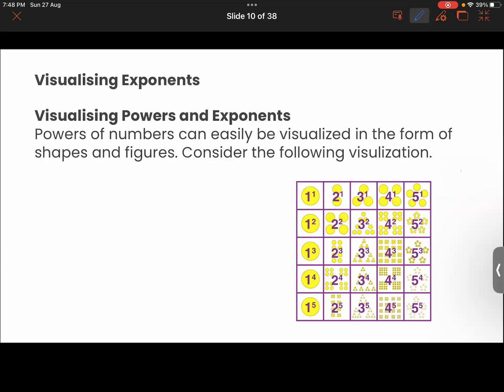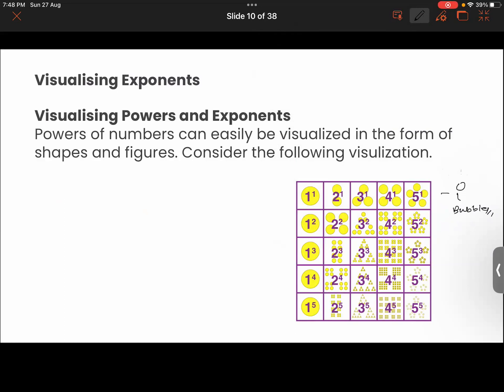Now, with the help of this table, you can visualize the powers and exponents. Nothing too technical in this. You have one bubble here, two bubbles here, then three bubbles here. Consider that these yellow dots you are seeing here are bubbles.